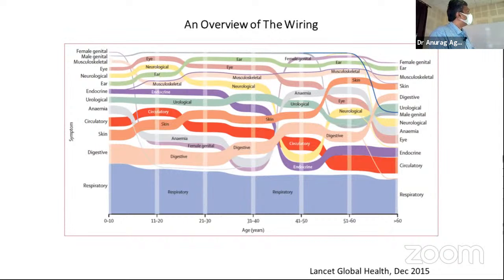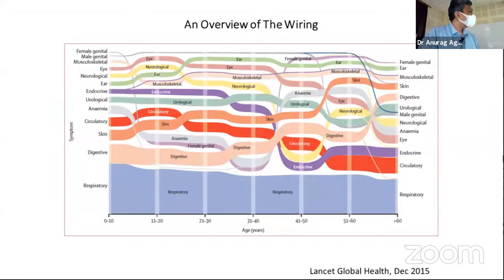This, interestingly, while you can't read it, is circulatory. Circulatory is relatively unimportant by the fourth decade of life, and in the fifth, it is the second most important reason people see a doctor. Hypertension is the biggest component. That's endocrine. A decade before circulatory becomes really important, it becomes the main reason for people to come see doctors.